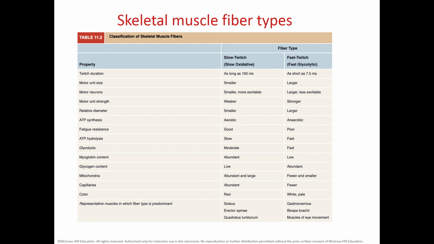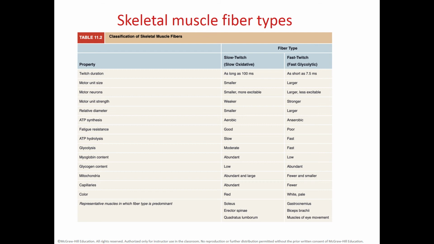And ATP hydrolysis happens slowly in slow twitch. That's why it doesn't fatigue as easily, while in the fast twitch fibers, glycolysis happens really fast, so it runs out of ATP, or the hydrolysis of ATP is poor, so that's why it's non-resistant to fatigue.